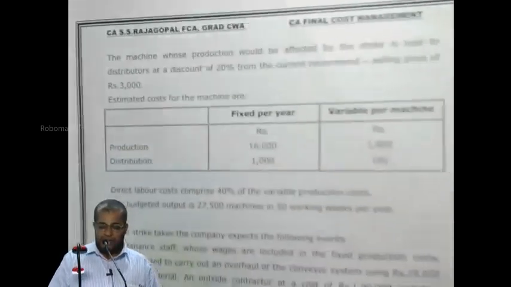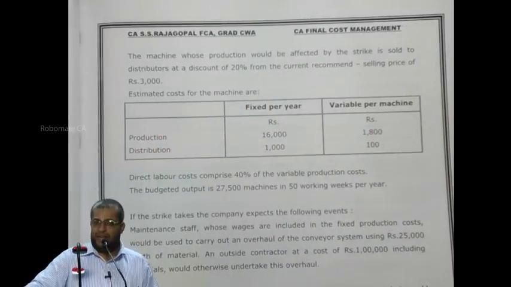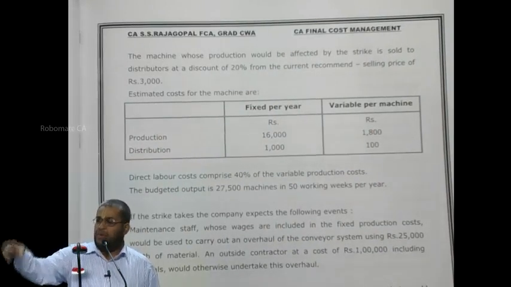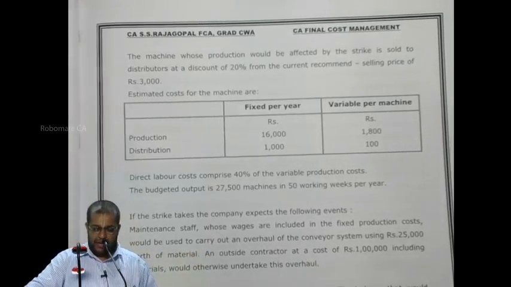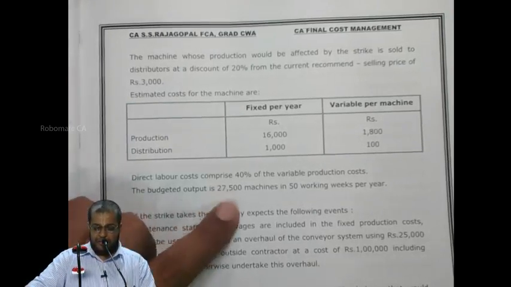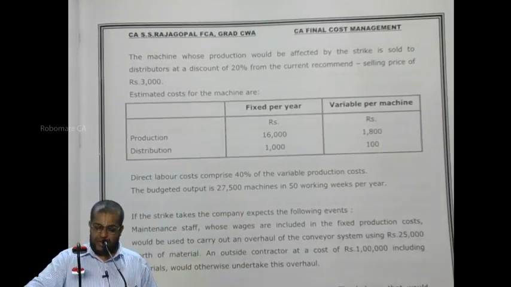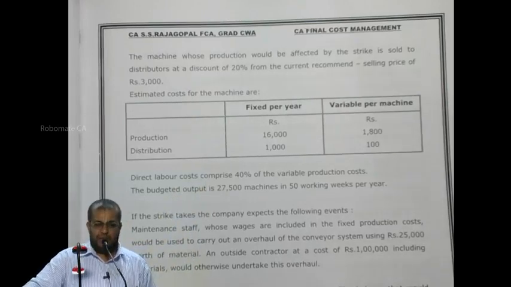Now, they're giving you other details. The machine whose production is affected by the strike: there are so many machines the company is manufacturing and selling, and one category of machine workers only is going on strike. That machine normally has an annual demand of 27,500 machines. It is normally sold at a selling price of 3,000 at a discount of 20%, because I don't sell directly to the customer, I sell to a dealer who sells to the customer. The final selling price is 3,000. I sell to the dealer at a 20% discount.